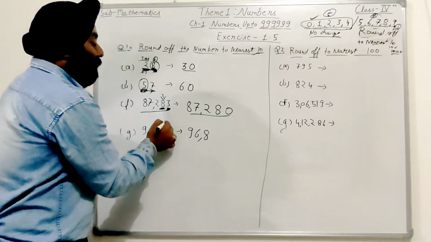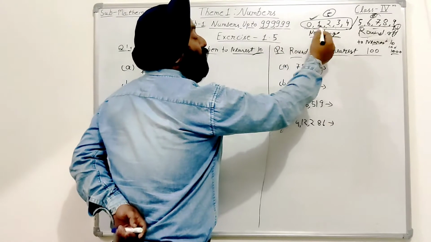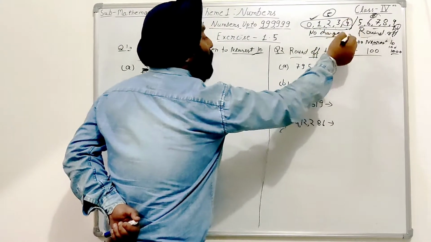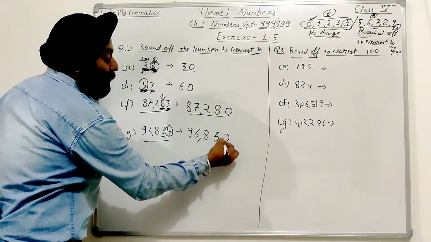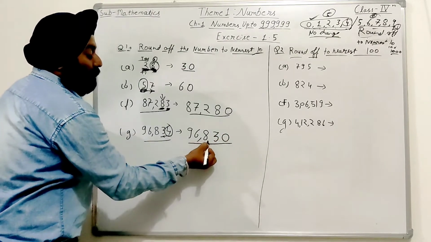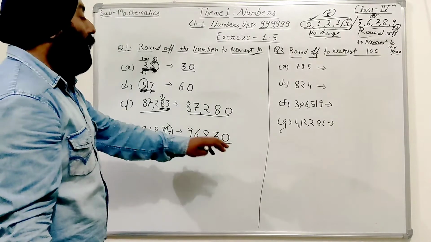96,834. 4 comes in the category of 0, 1, 2, 3, 4, so there is no change at the tens place. So the 4 becomes 0, and 96,830 is our answer.